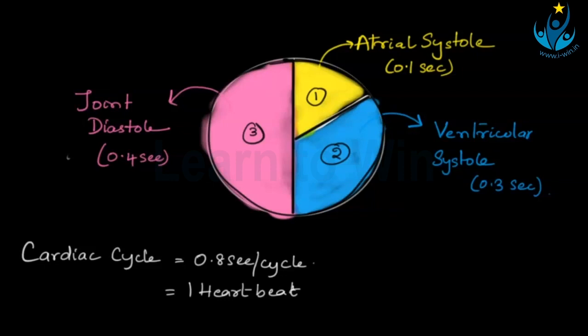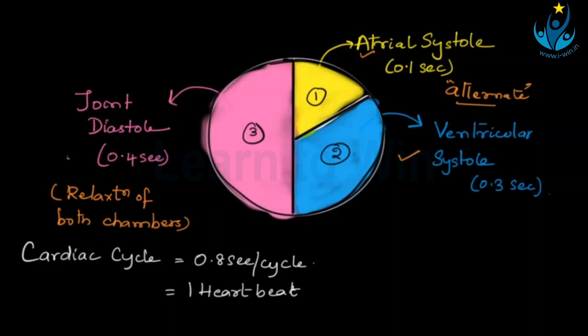So when we are talking about a cardiac cycle, in each cardiac cycle there are the alternate contractions of the atria and the ventricles, followed by a stage where there is the joint diastole. Joint diastole means there is complete relaxation of both the chambers.